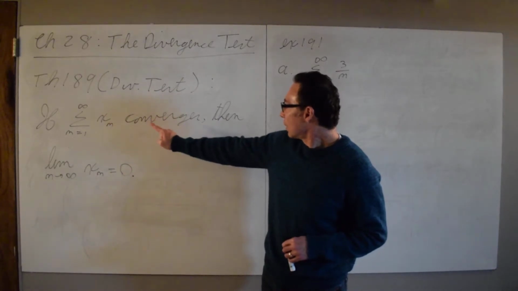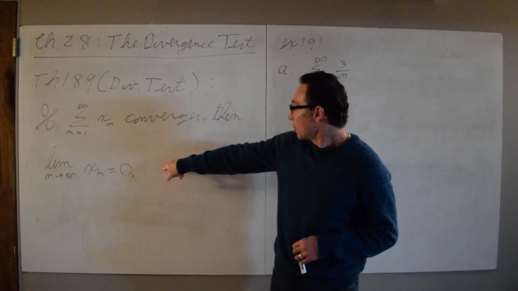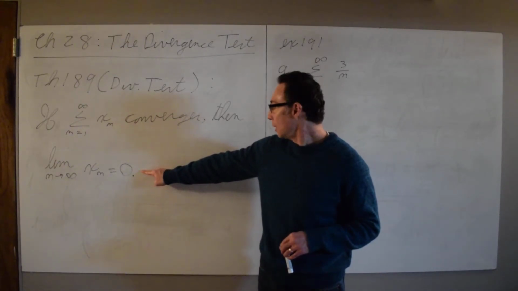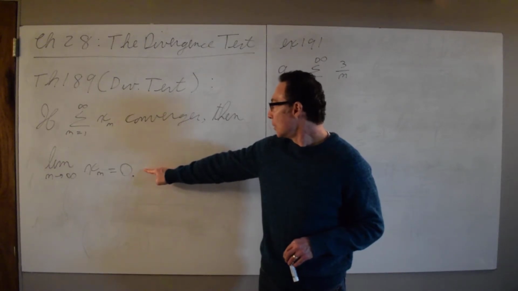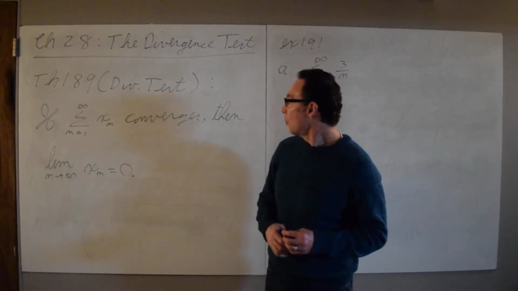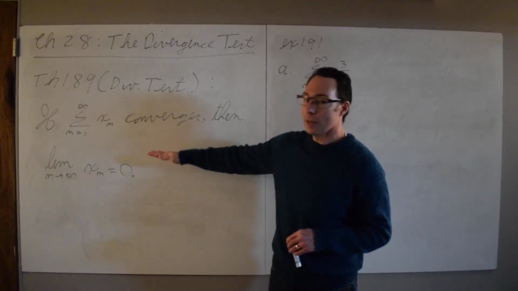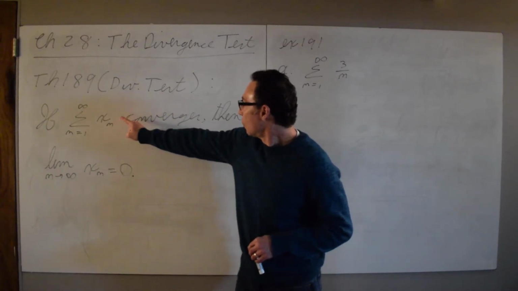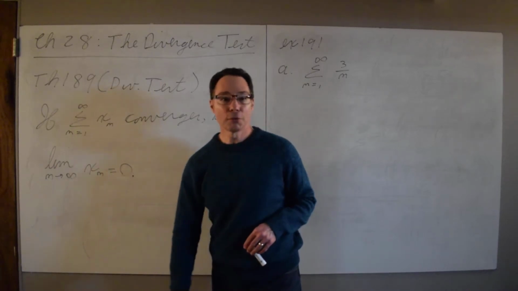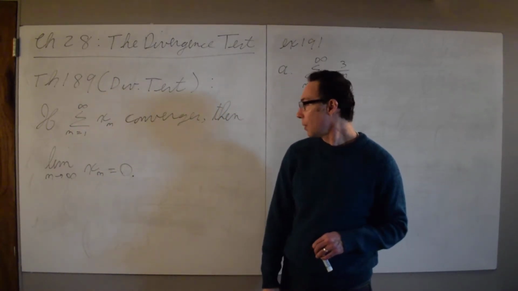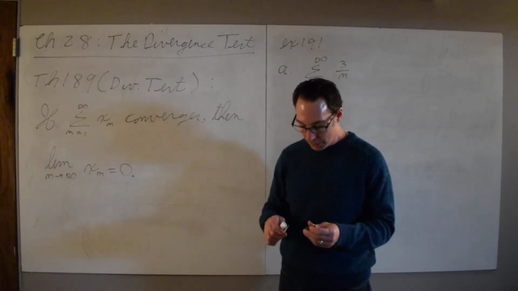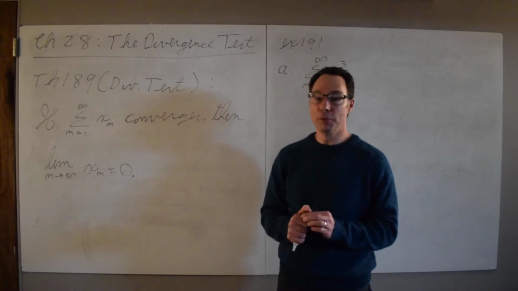Well, we look at the contrapositive, and that says if the limit isn't 0, which means the limit either doesn't exist or is something other than 0, then the series diverges. And so that's how we use the divergence test. We look at the series, and then we take the limit of the sequence. If that limit is something other than 0 or doesn't exist, then your series diverges. And so we can test the series simply by looking at the limit of the sequence.